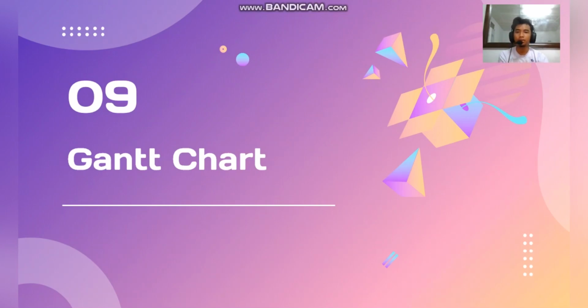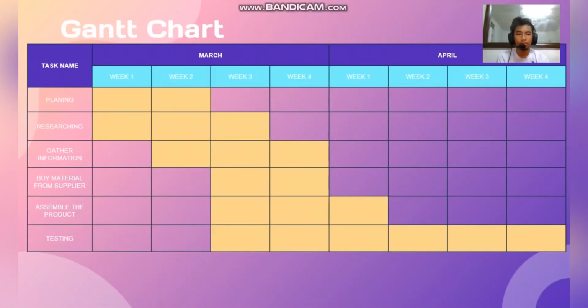For my part is Gantt chart. So as you can see, this is the Gantt chart for this project. For week 1 of month March, from week 1 until week 2 we have planning and research, and planning ends at week 2, and we have research starting from week 1 and ending at week 3, and so on.